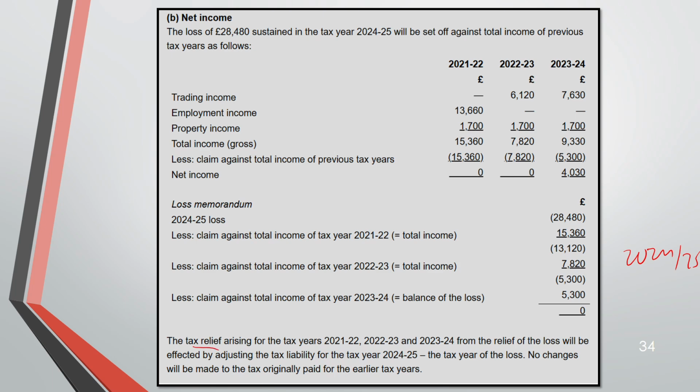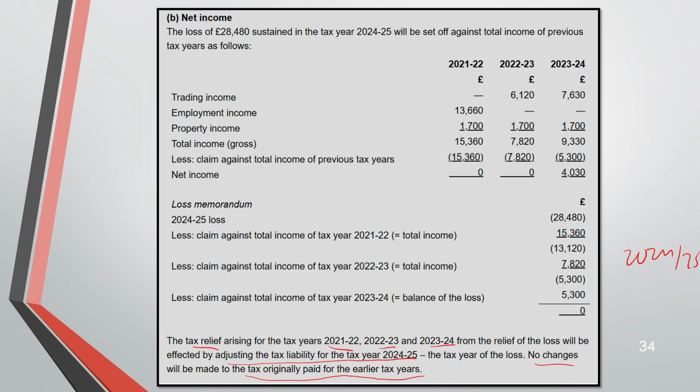This note you have to read. You adjusted the tax for 21-22, 22-23 and 23-24. You're not going to go back and change anything because I've already paid the tax then. Rather, the relief of the loss will be effected by adjusting the tax liability of the year of the loss, that is 24-25. No changes are made to the tax originally paid for the earlier tax years. You don't go back and change. Retrospective change is not there. Whatever tax you have paid, you have paid.